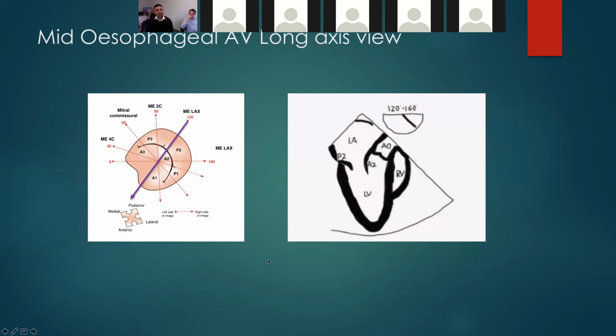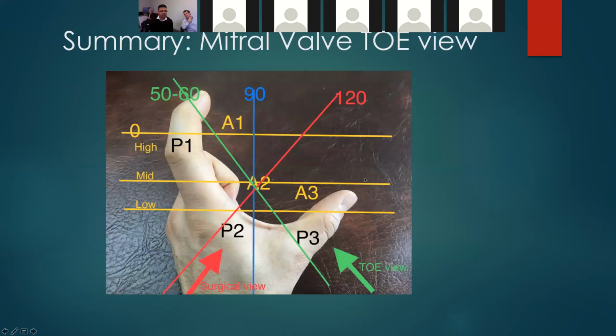And so, long axis view, 120 degrees. Just remember that it's the same as the mid-esophageal four-chamber view or parasternal long axis. Again, A2 to P2 is cutting in the middle. Your orientation is just opposite, because now you've got the aortic valve on this side. So that's why this is anterior, and the other side is posterior. So A2 to P2. To summarize, this is Sam's famous hand.